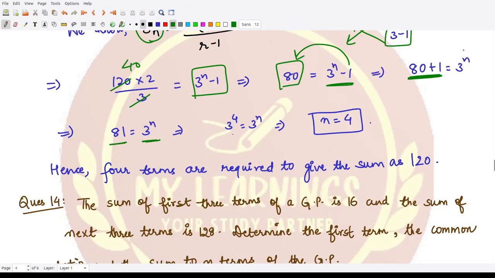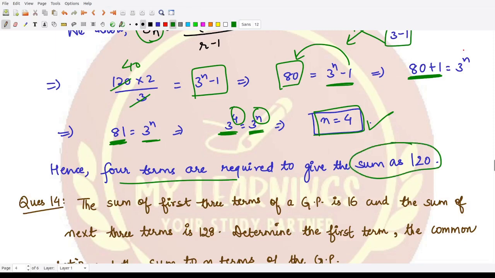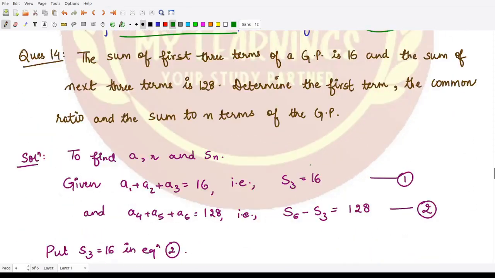So we may write 81 as 3 raised to power 4, that you all know by doing the prime factorization of 81. So from here, because the bases are same, the powers would be equal. So from here you have n is equal to 4 as the answer. That means 4 terms are required in order to have the sum as equal to 120. Correct. This is question number 13. Now let's move on to question number 14.